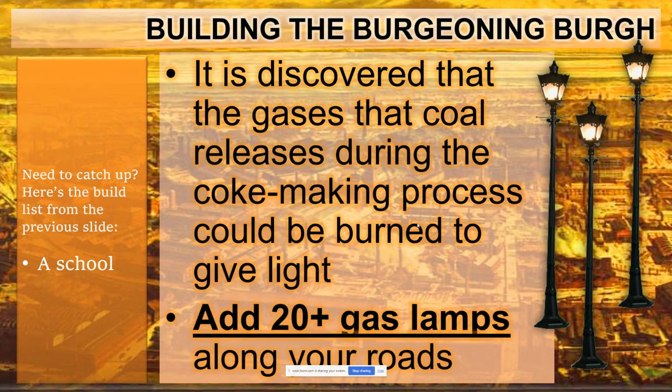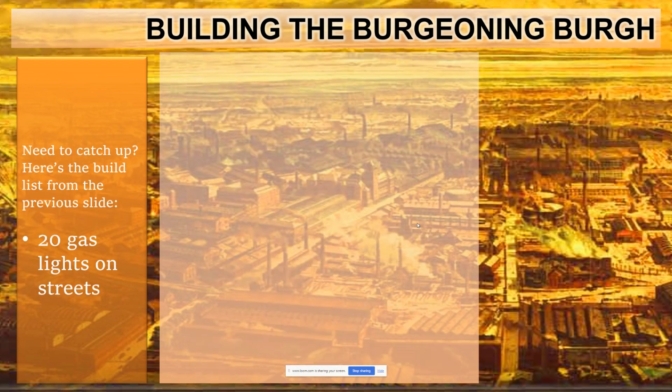Again, you can put them all along the same road. You can put them by the houses. It's up to you, wherever you'd like to put them. Go ahead and place them along your roads. So again, 20 or more gas lamps in the locations of your choosing, but particularly make sure your roads are lit. Fewer accidents, the better, right? All right, so you should have 20 gas lamps here.